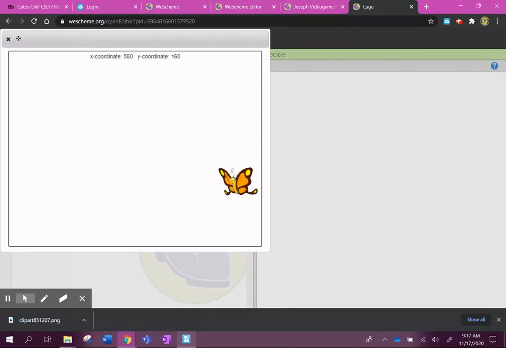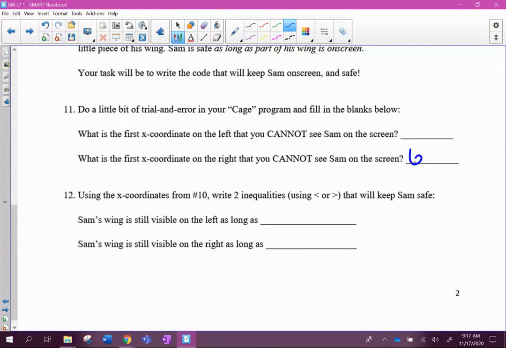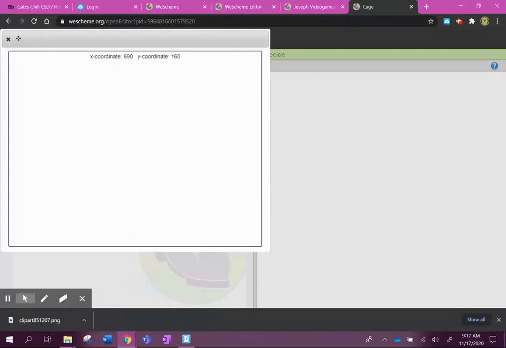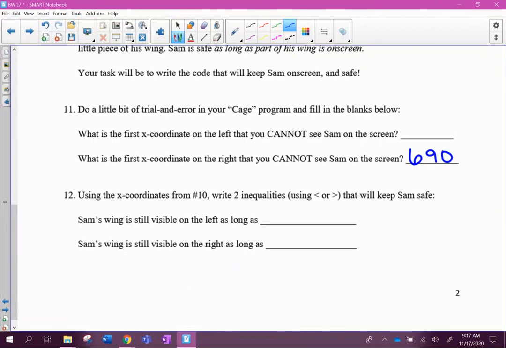Okay, so since I'm on the right here, let's see. So I can still see Sam. Still see Sam. When I go one more, he's not there anymore. So 680 is the last one I can see him. So 690 is the first one on the right where we can't see him. So 690 should hopefully be what you wrote on the second line. Now, if we go all the way to the left, we're going to do the same thing. So I still see Sam there, negative 40. I go one more, I can't. So negative 50 is my left-hand side of the screen.